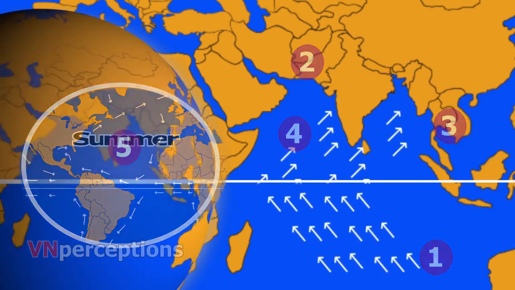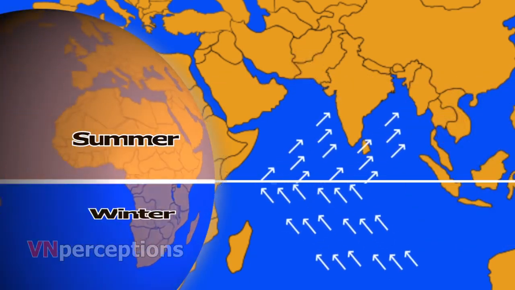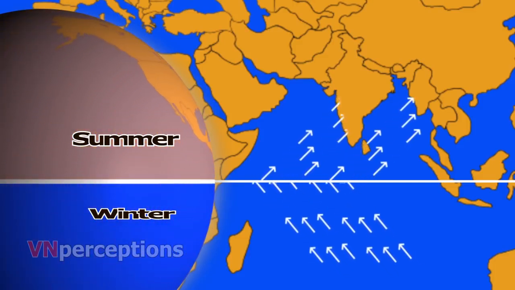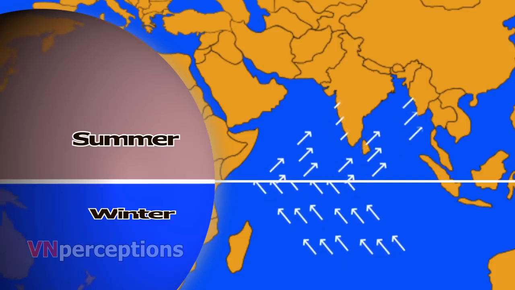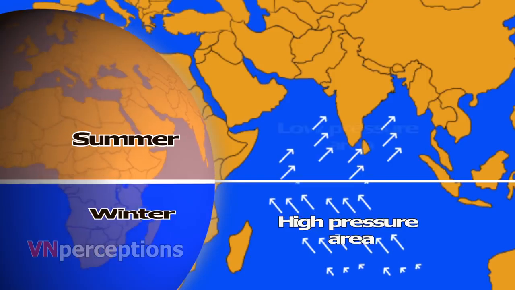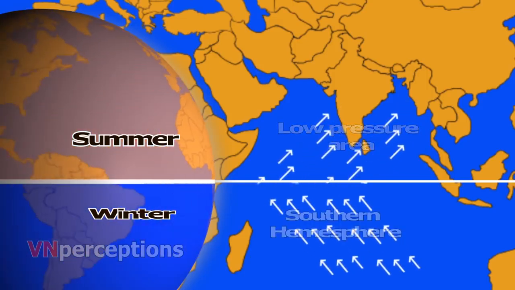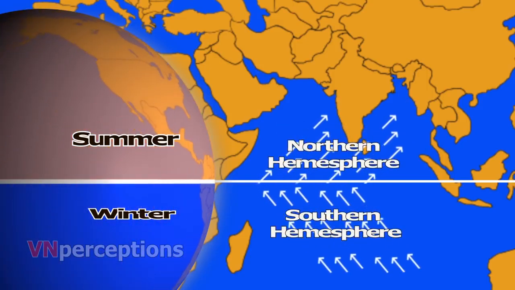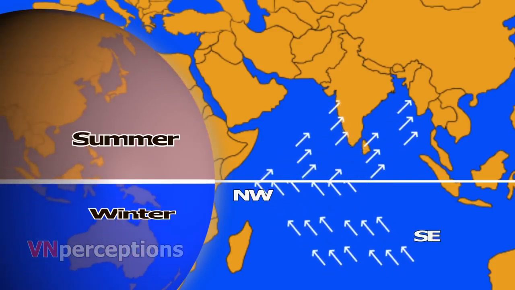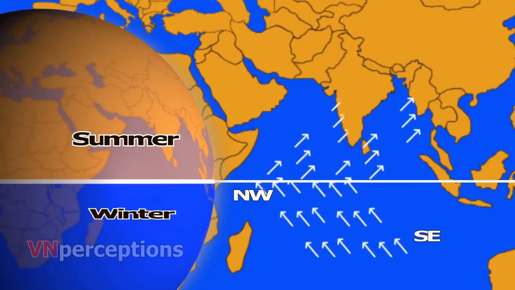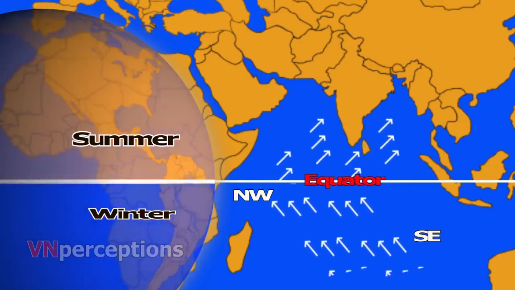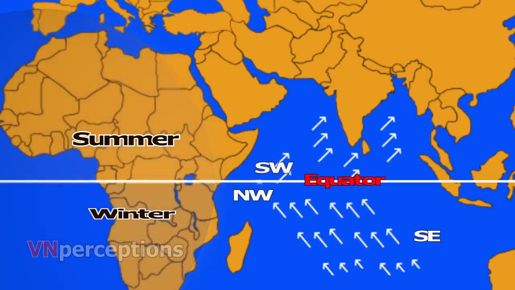Now, when it is summer in the northern hemisphere, it is winter in the southern hemisphere. So, in the southern hemisphere, temperature is low and the pressure is high. The wind starts blowing from a high pressure area towards the low pressure area, that is from southern hemisphere towards northern hemisphere. The winds move from southeast to northwest in the southern hemisphere, and after crossing the equator, the winds take up the direction, that is southwest to northeast.